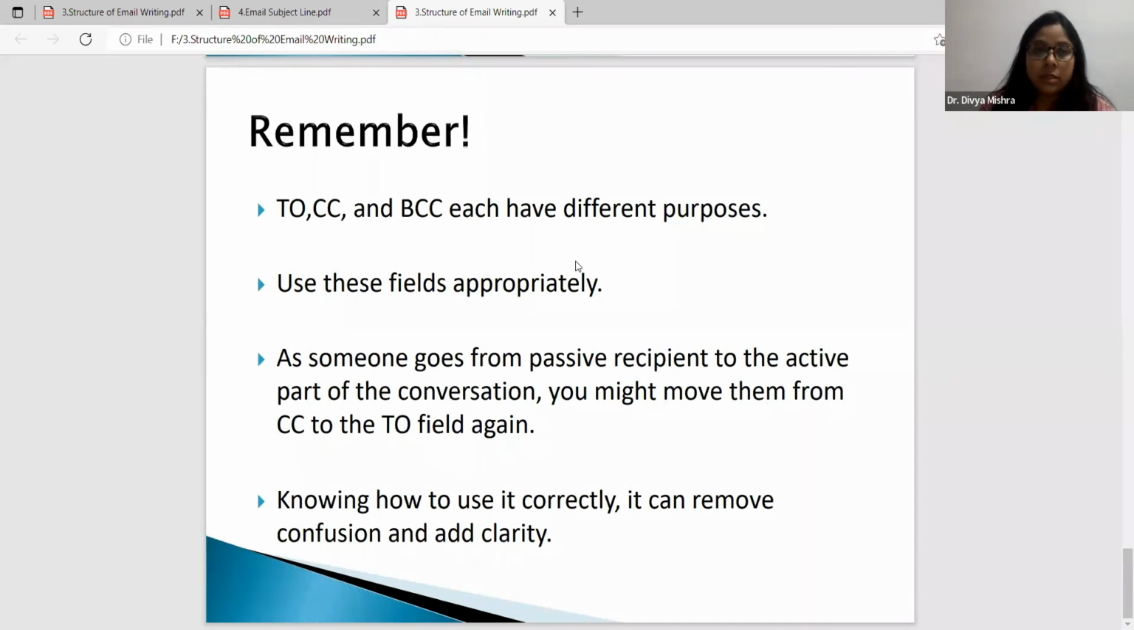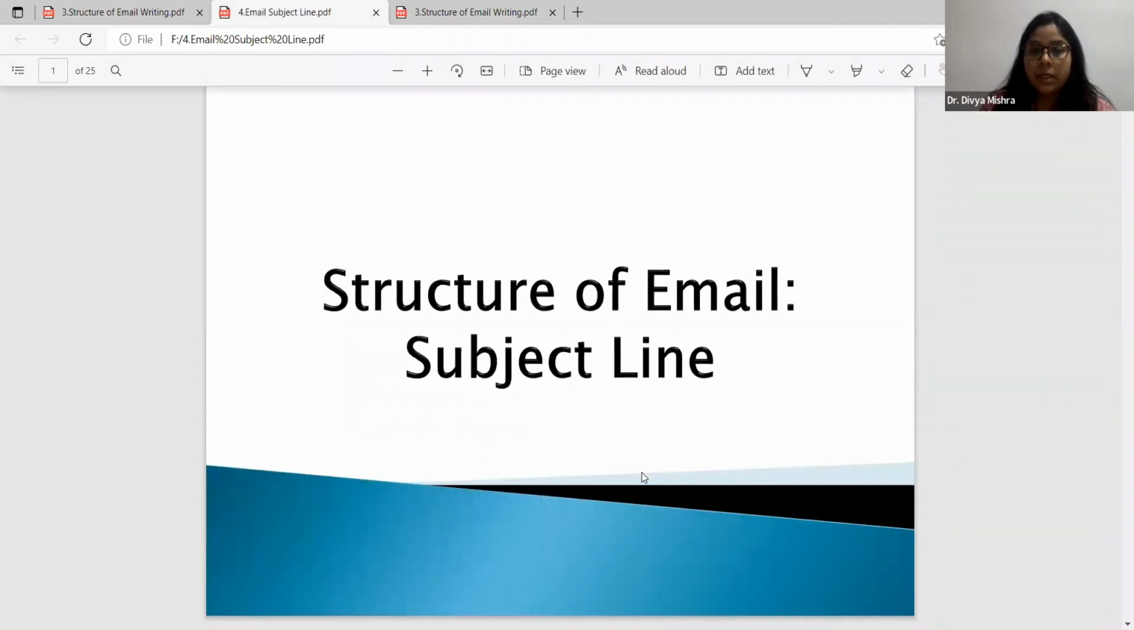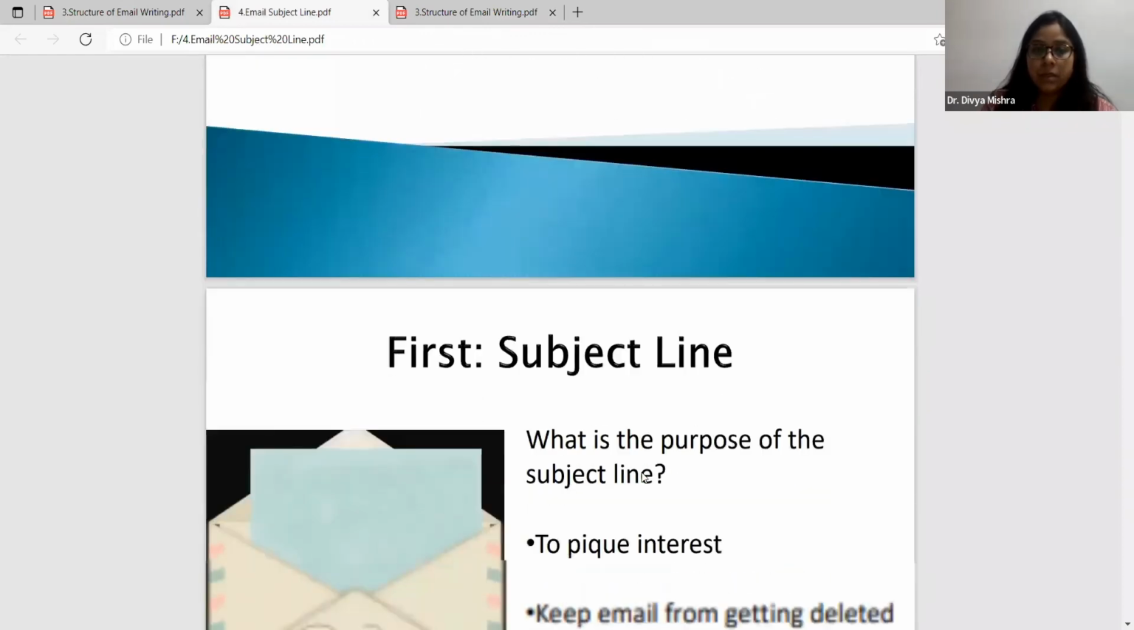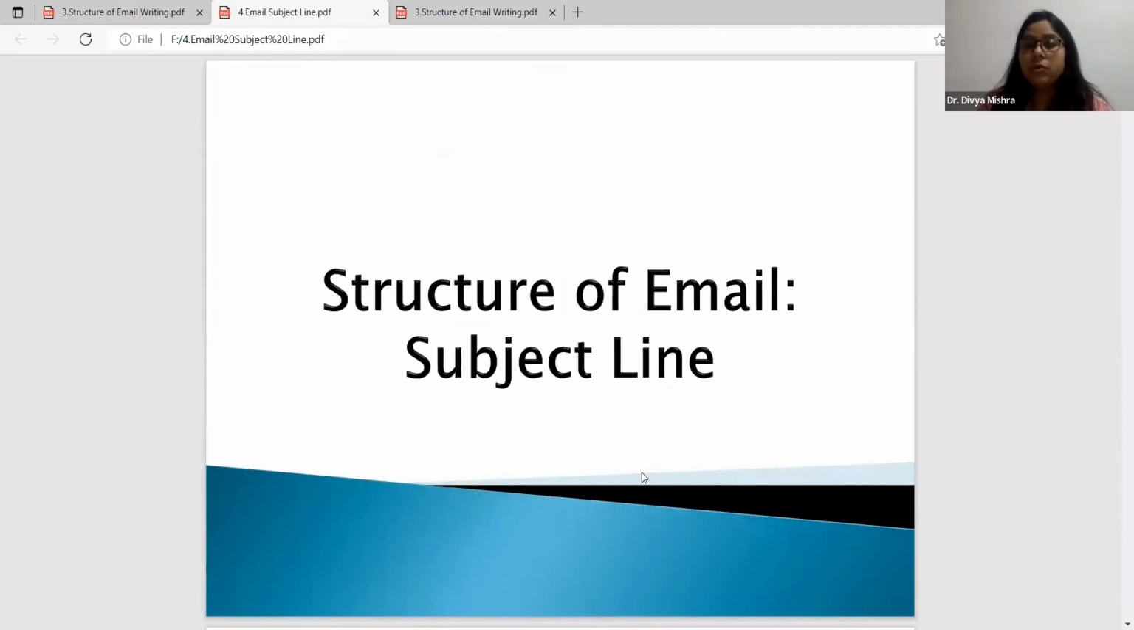Let me share another slide with you. Is it visible to everyone? Subject line, structure of email. Okay. This is the most important part of email writing. The subject line decides whether your message will be read or deleted, or somebody will pay attention or will not pay attention, right?